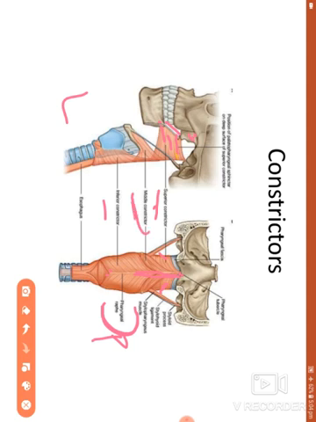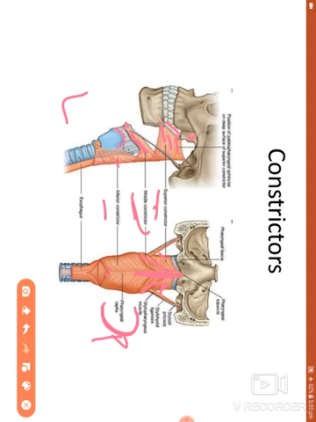So that's about the origin and insertion of the superior constrictor. Then next is the middle constrictor. This is the body of the hyoid bone. This is the greater cornu of the hyoid bone. From those two parts, the middle constrictor is coming upwards medially from both sides, and it is attaching to this pharyngeal raphe. See, this is the inferior constrictor.